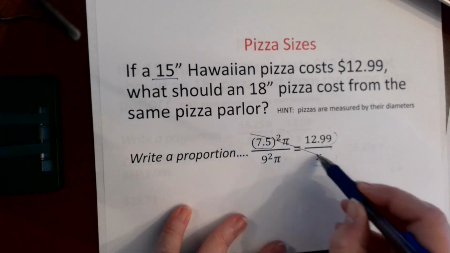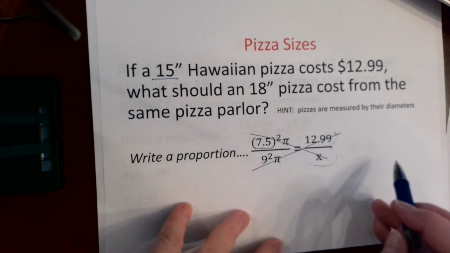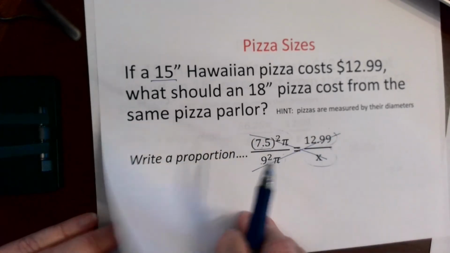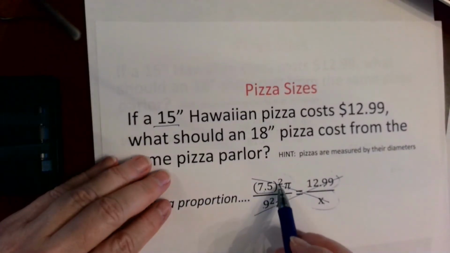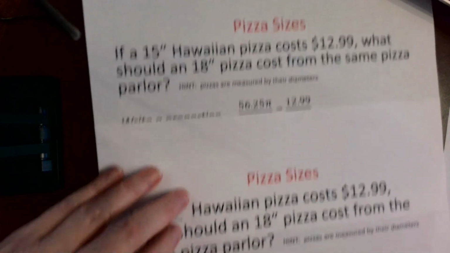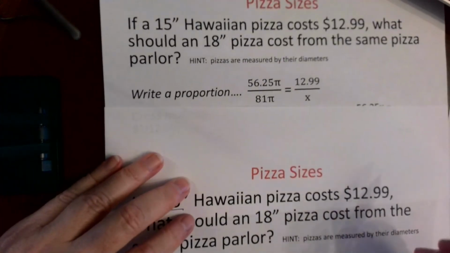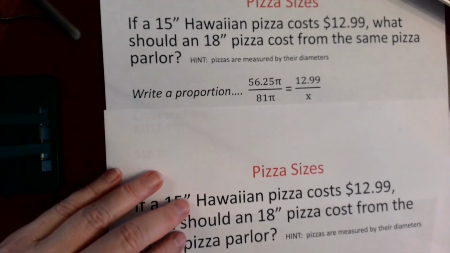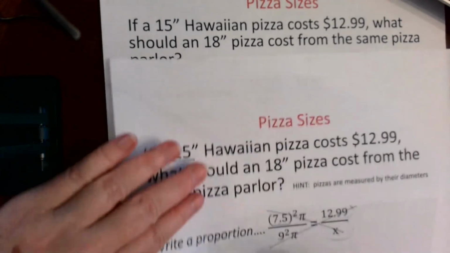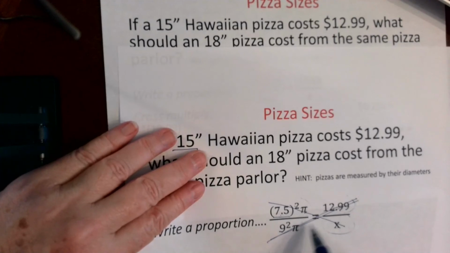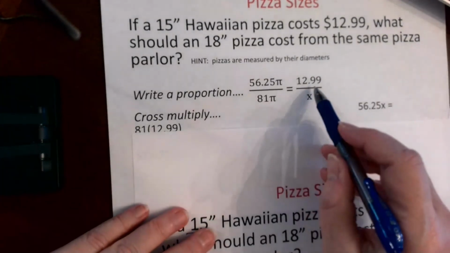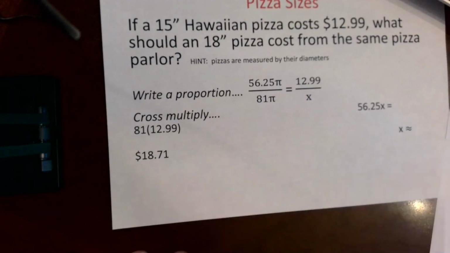I just need to cross multiply and I'll find what x is. When I cross multiply 7.5 squared, that's 56.25 pi. And when I cross multiply this direction, that's 81 pi times 12.99.